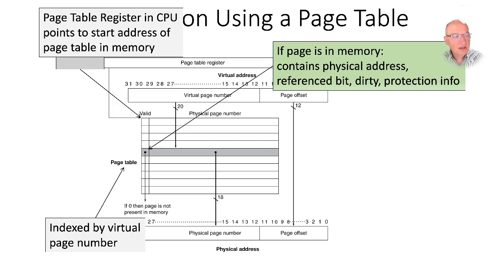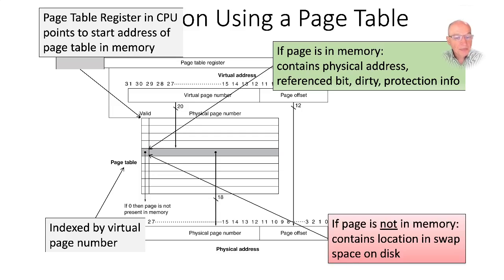But conceptually, what happens is that I take the virtual page number and I index the page table to find the translation. If the page is in memory, the entry will contain the physical address, the reference bit, the dirty bit, the protection bits, etc., all of which are needed for protection. If the page is not in memory, the entry will contain the location in swap space or on disk.